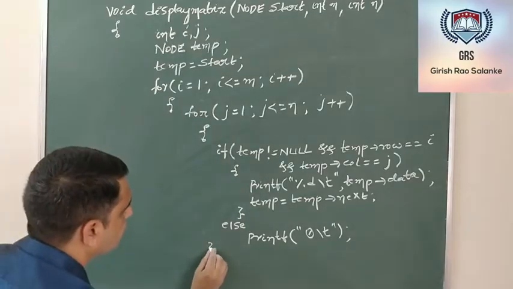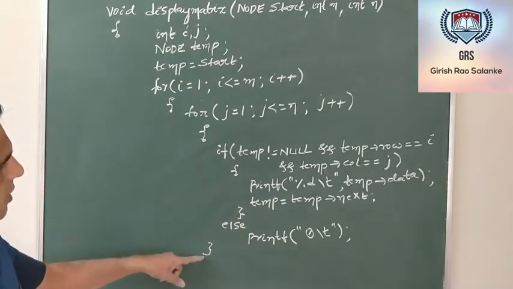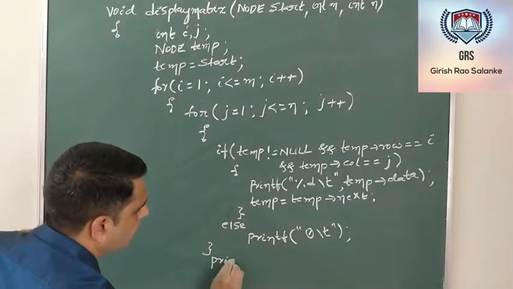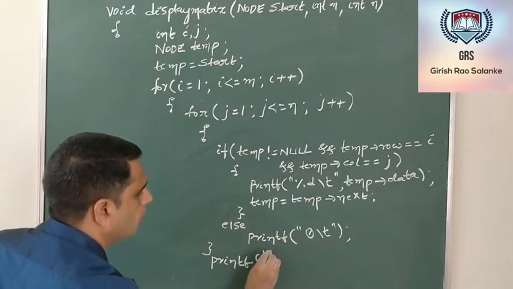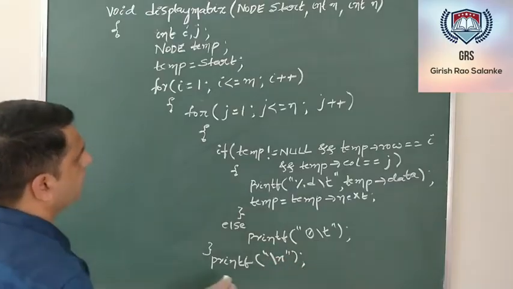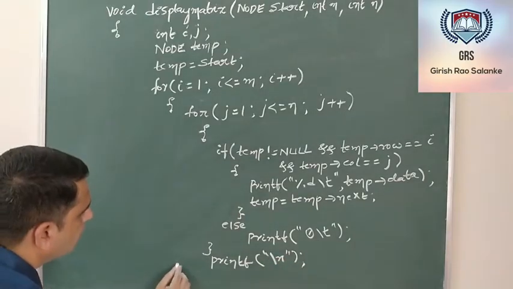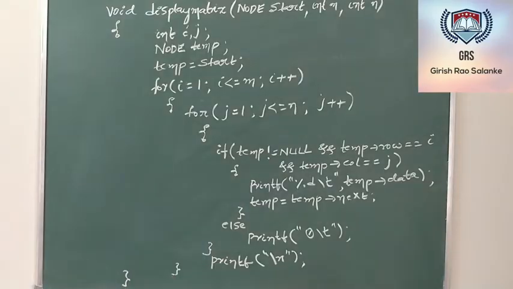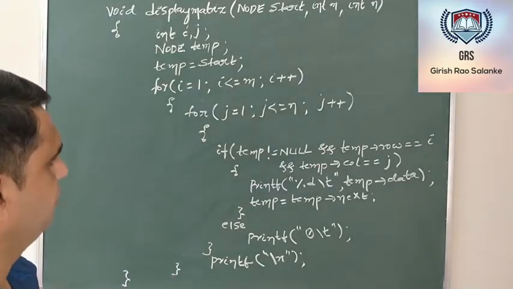I'll close the first for loop. Next, I'll go for the next row. Printf new line character. I'll close the second for loop and then I'll close the function. Hope this should be fine.